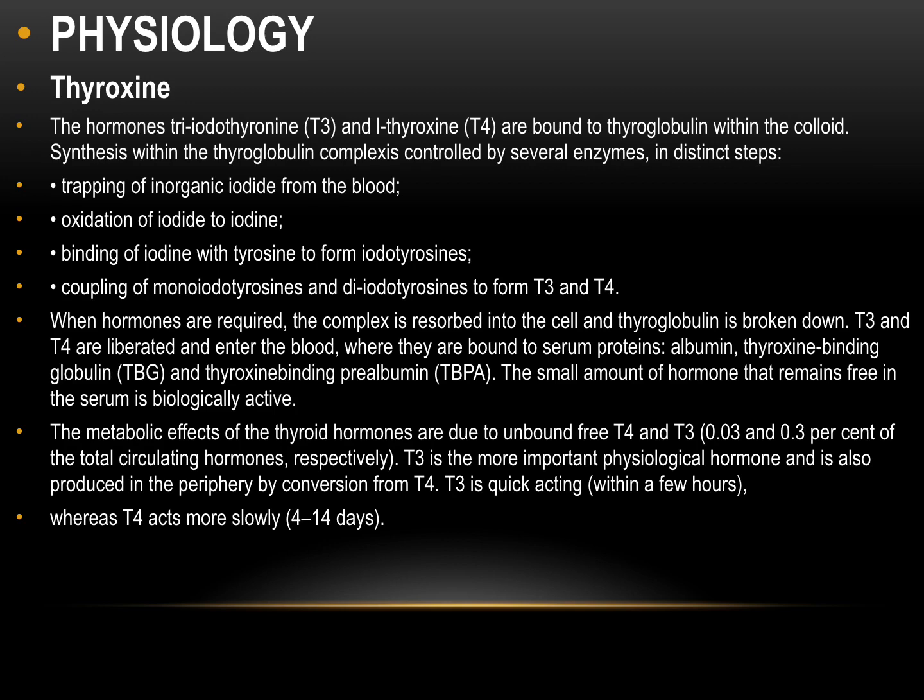The metabolic effects of the thyroid hormones are due to unbound free T4 and T3, 0.03% and 0.3% of the total circulating hormones respectively. T3 is the most important physiological hormone and is also produced in the periphery by conversion from T4. T3 is quick acting, within a few hours, whereas T4 acts more slowly, 4 to 14 days.